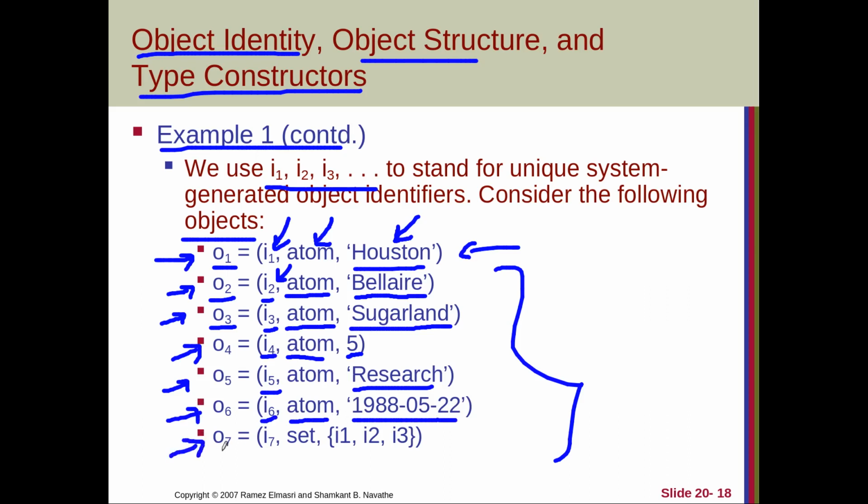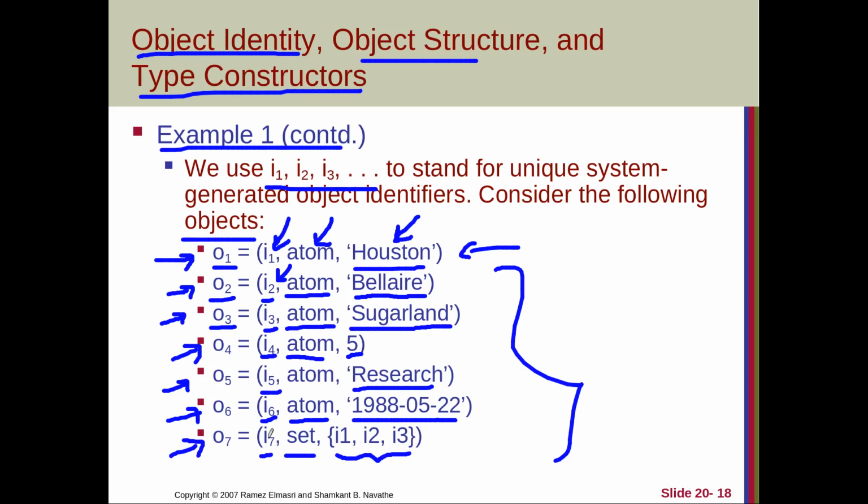Similarly O7 is given an object ID I7, and it uses a type constructor set. So what do you mean by set? A set is a group of values without repetition, that is, with distinct values. So what are the values here in this set? In a set you can represent the values in curly brackets. Within these curly brackets a set of values can be given.